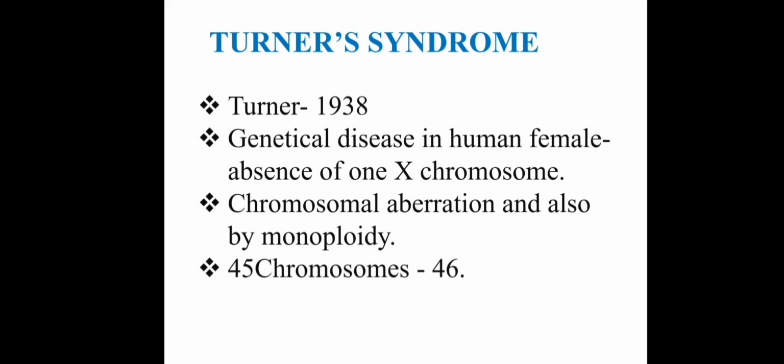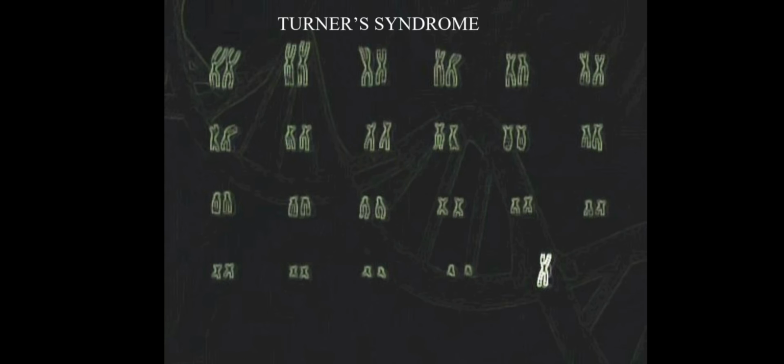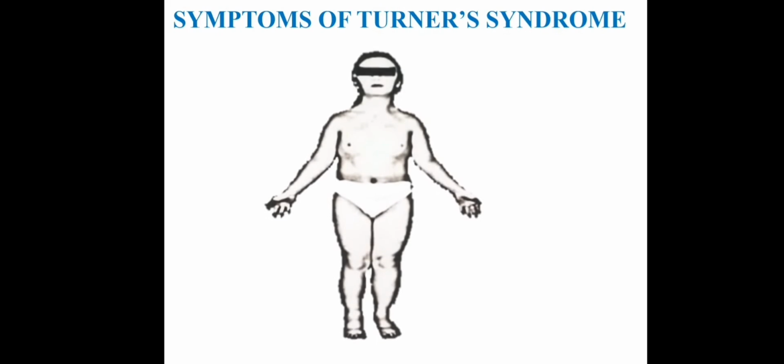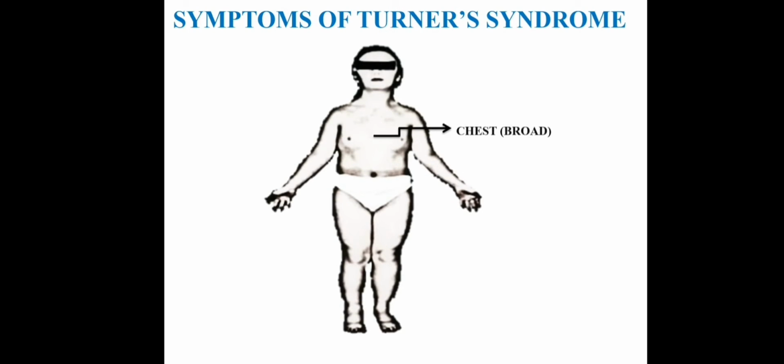This abnormality is due to 45 chromosomes instead of 46. The missing chromosome is one X chromosome. Hence, the chromosomal makeup is 22AA plus X0 is equal to 45. Symptoms of Turner syndrome. The baby develops into a sterile female because there is no menstruation but has female phenotypes.